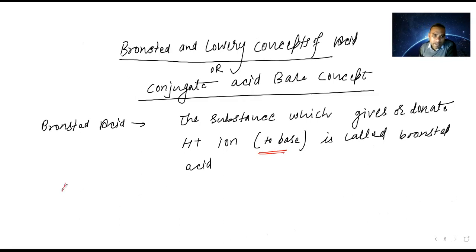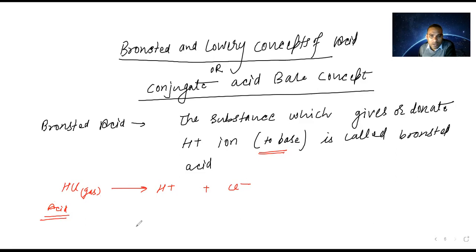Suppose HCl is there. HCl generally exists in the form of gas. It is also going to ionize to give H plus and Cl minus. So it is acting as an acid, because even in the gaseous state it dissociates into H plus ion and Cl minus. So it is an acid, acting as a Bronsted acid.